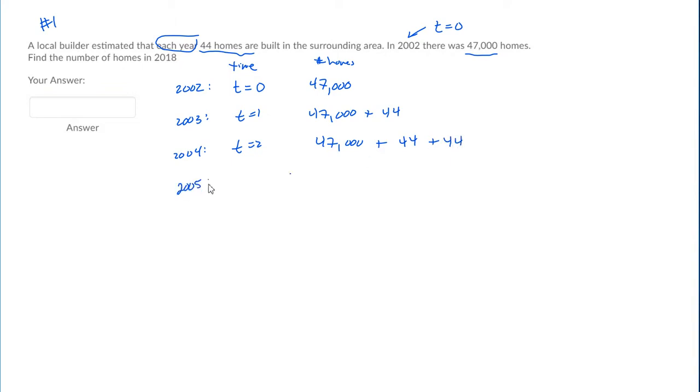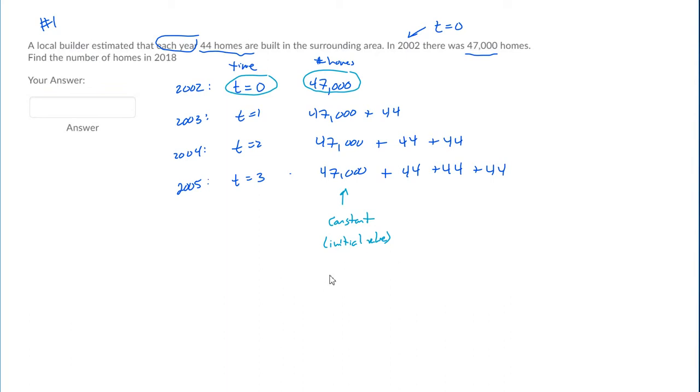In 2005, which is time equals 3, we've got my initial 47,000 plus 44 from the first year, 44 from the second year, and then the third year we're building a new 44 homes. So what's the pattern? The 47,000 is not changing, right? So the 47,000 is constant. In fact, that's a constant called the initial value, because it's what we start with. It's the value when the input is 0. When you plug a 0 in, the number you get is called the initial value.